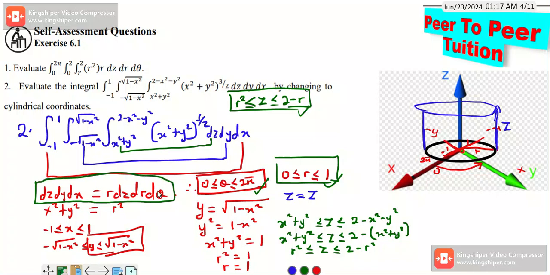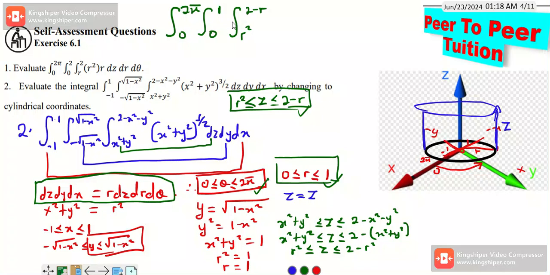So I'm going to start from the theta first. Theta must come first. So I am integrating from 0 to 2 pi, then followed by r, and we know that r starts from 0 to 1, so you integrate from 0 to 1, then followed by z, and we know that z is from r squared to 2 minus r.